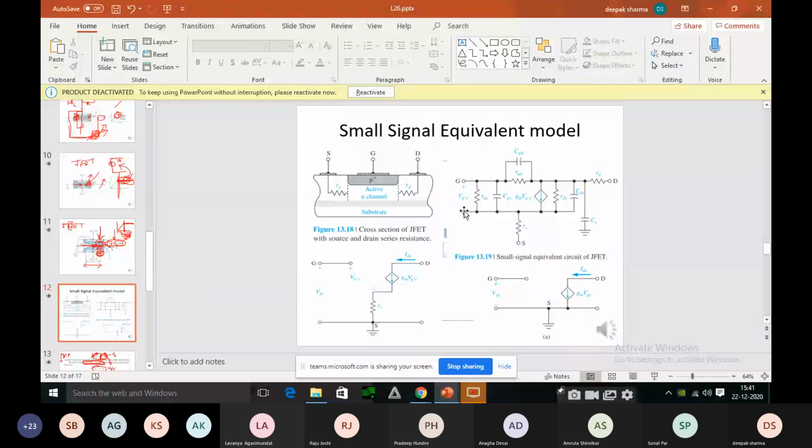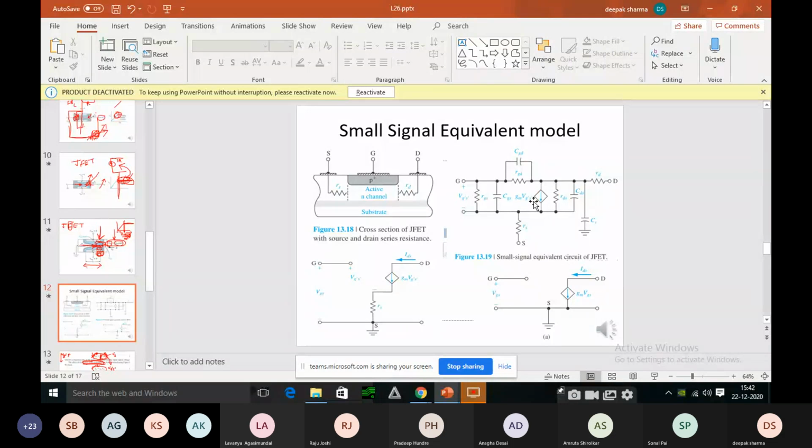Then in between the terminals, we also have resistances. Like here we have RGS, between gate and source. Then we have RGD, then we have RDS. Apart from that, we have series resistances RS and RD. This is RS, this is RD. And what is this? This is a constant current source.